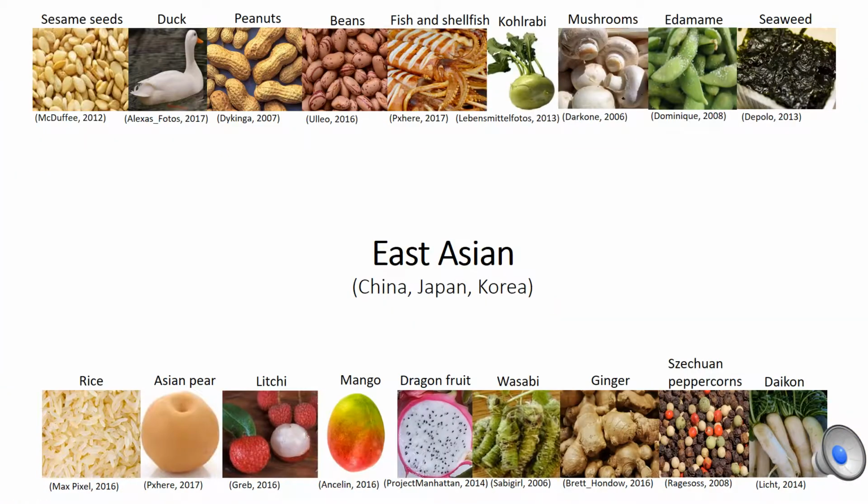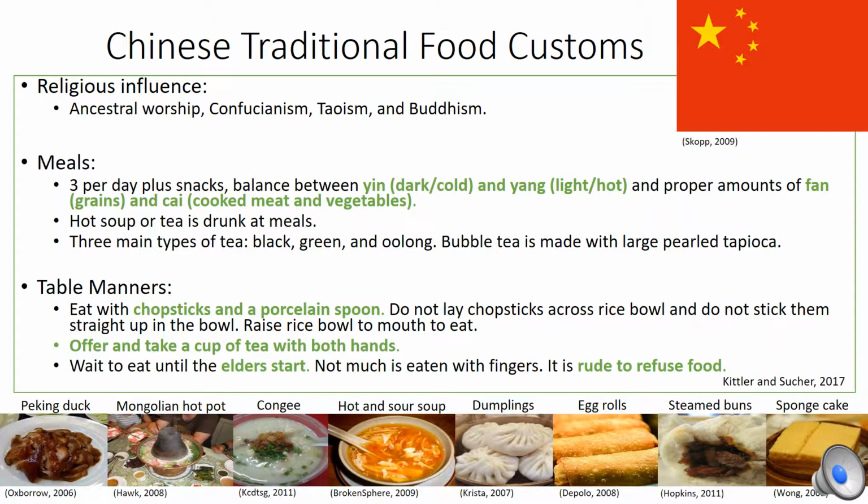Here we have some East Asian foods. Chinese traditional food customs are influenced by ancestral worship, Confucianism, Taoism, and Buddhism. Meals are often 3 per day plus snacks with balance between yin and yang. This does not refer to temperature, and proper amounts of fan and kai.